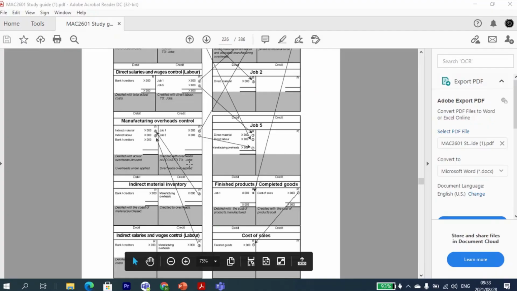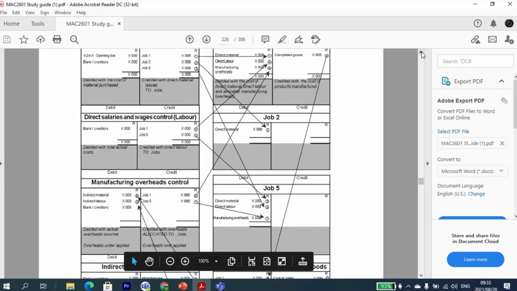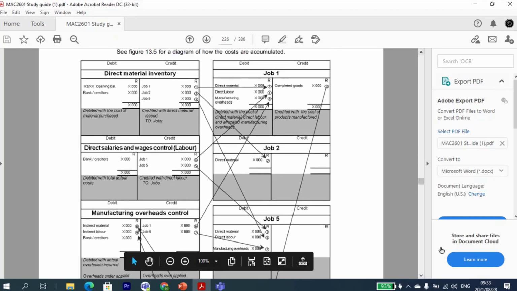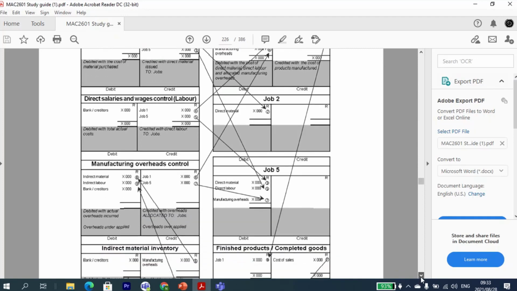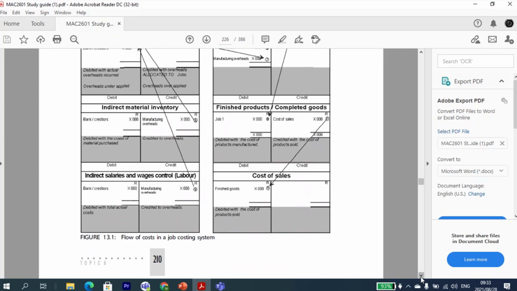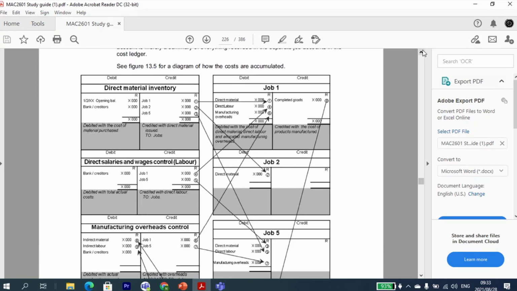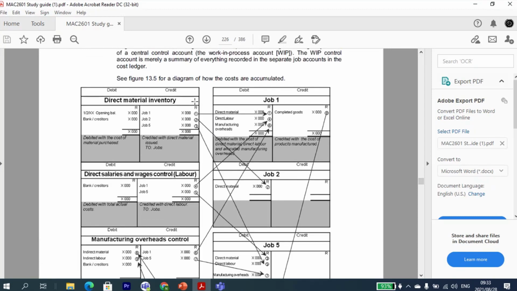So as you can see from here, it's what I've been explaining, that you will still have your T accounts for material, you still have your wages T account, your manufacturing overheads, and your indirect labor, all the things that we've learned. However, from these T accounts, you will need to show and be specific as to which job they go to.